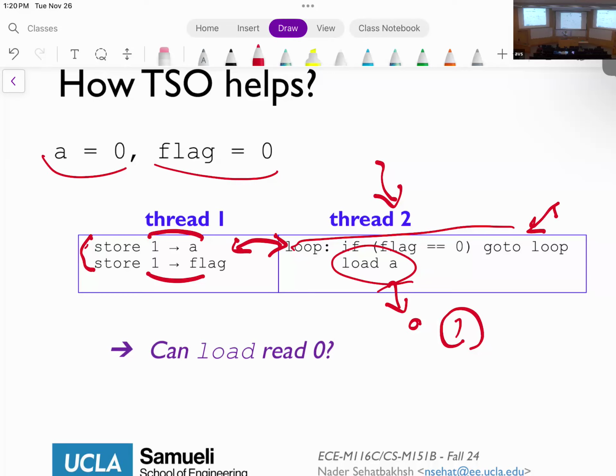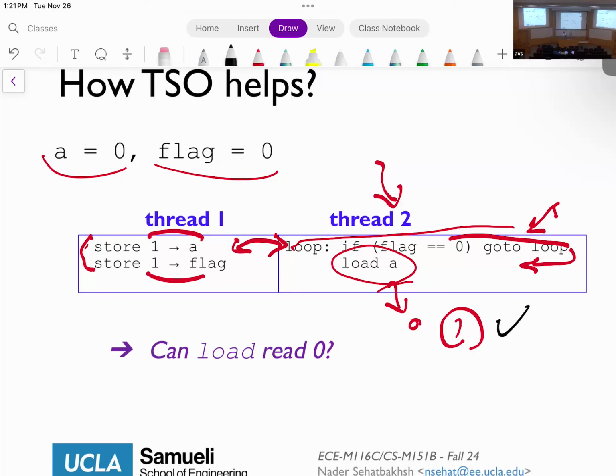At the beginning, since the flag is not equal to 1, it's going to just busy wait. At some point, flag has become equal to 1, which means that we're going to get rid of this loop and we're going to move on to the next instruction. At that point, because of the TSO, it's already guaranteed that A is equal to 1. So what this load will give you is always 1.